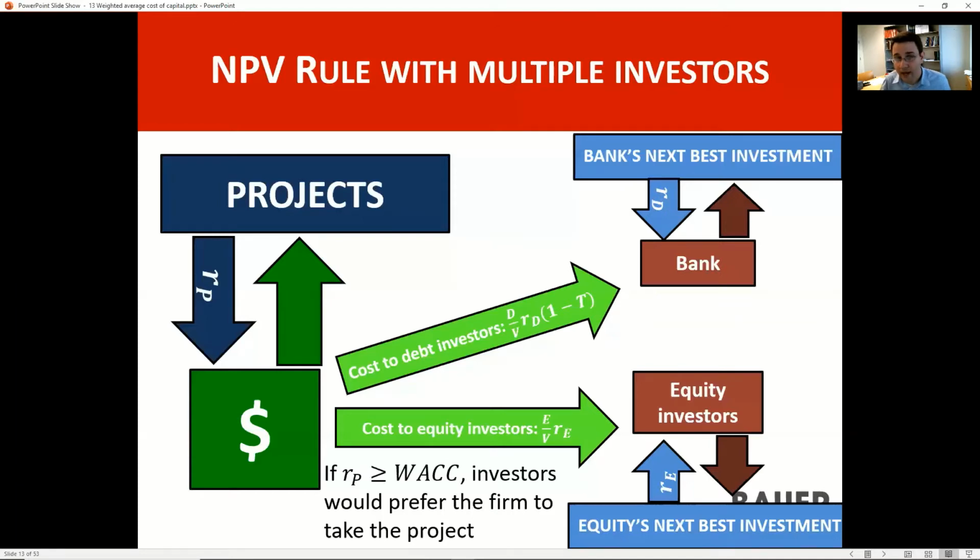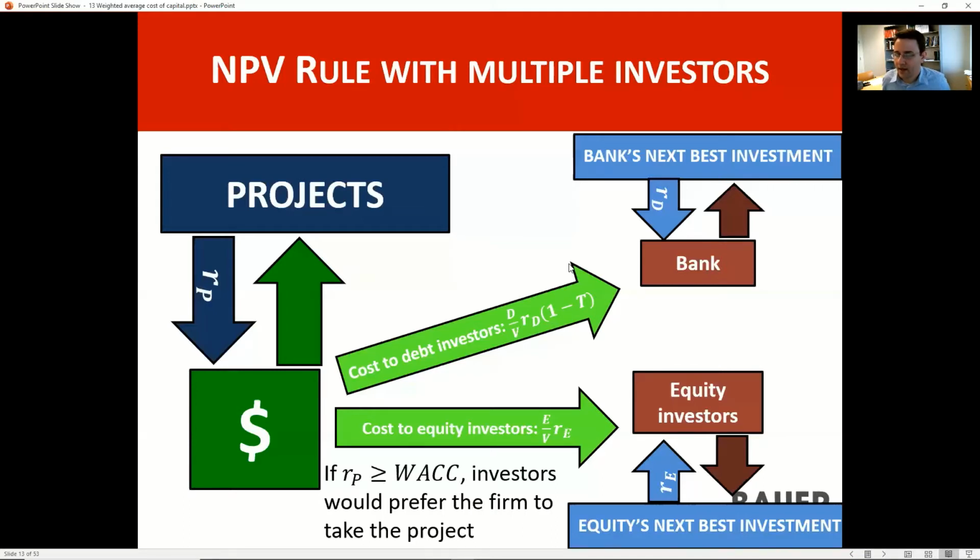However, when we pay the bank that return, it doesn't really cost us that much. It doesn't cost us RD. Why? Because we're getting a tax shield when we pay the bank. Any return that we give the bank gives us a tax break. And so it's less expensive to us. It costs us RD times 1 minus T. Every $1 in returns that you give the bank, let's say your tax rate is 30%, saves you 30 cents in taxes. So that $1 only costs you 70 cents because you get 30 cents back in taxes.